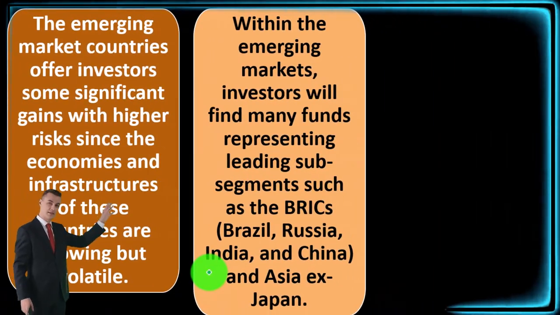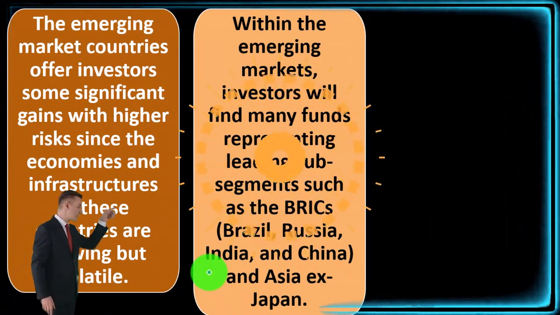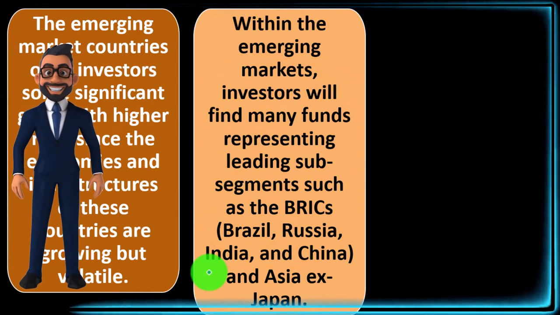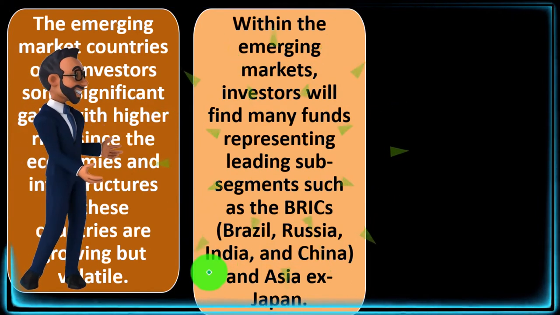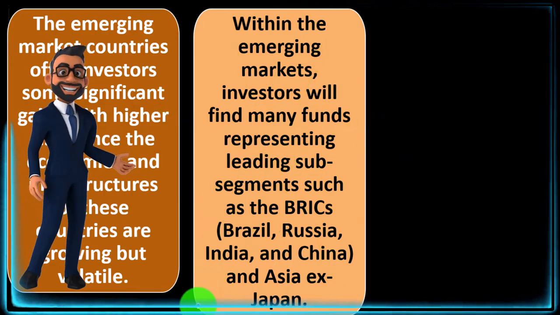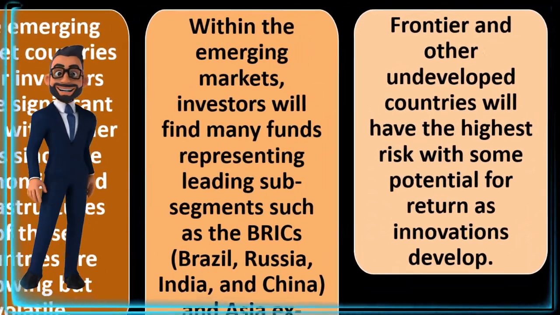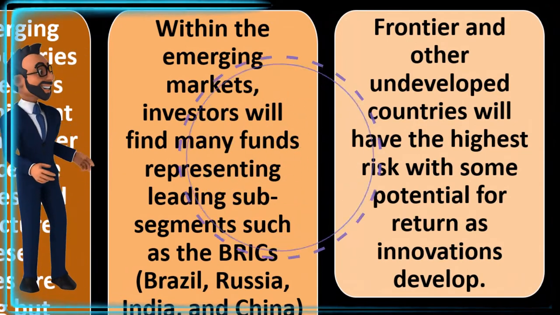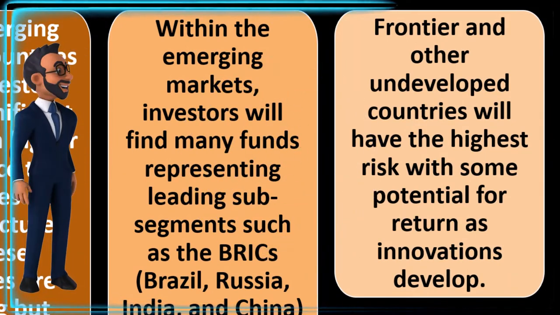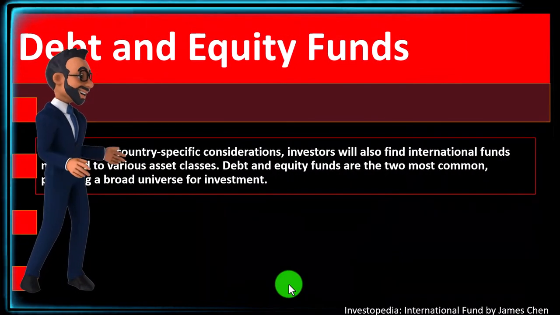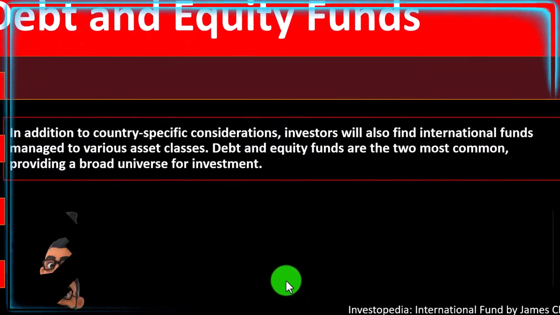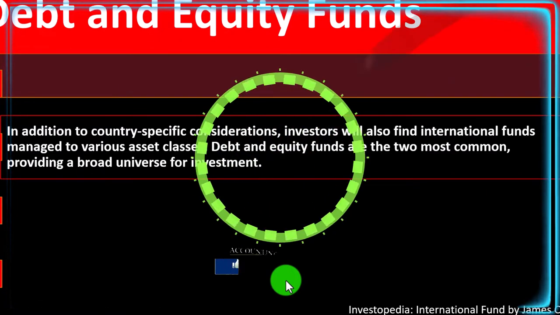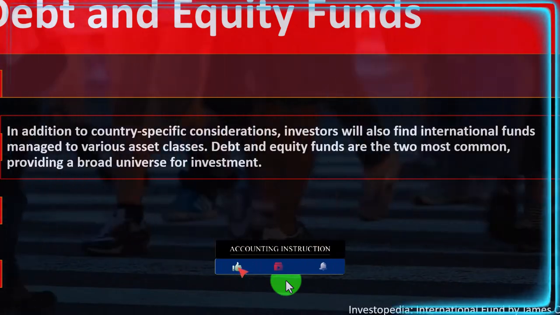So within the emerging markets, investors will find many funds representing leading subsegments such as the BRIC, Brazil, Russia, India, and China, and Asia ex-Japan. Frontier and other undeveloped countries will have the highest risk with some potential for return as innovations develop. So debt and equity funds. In addition to country-specific considerations, investors will also find international funds managed to various asset classes.